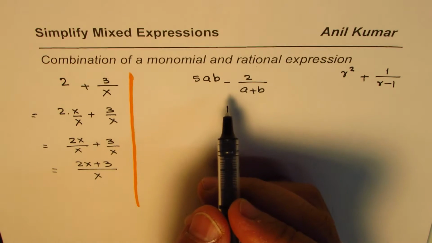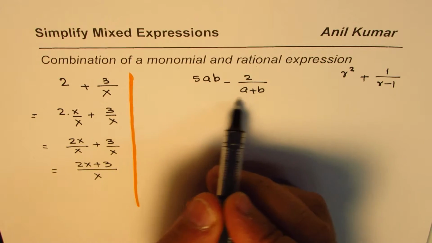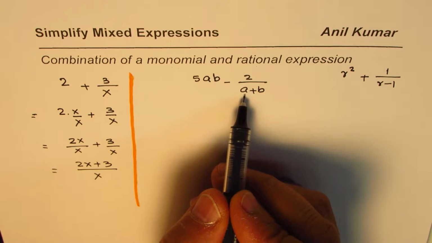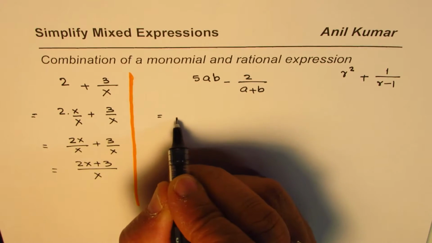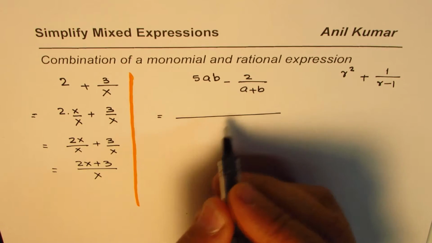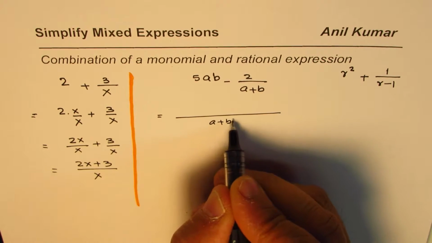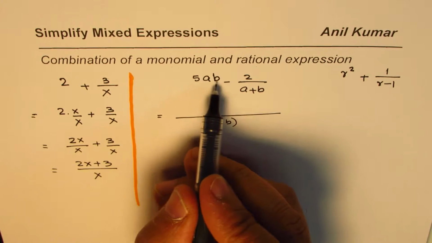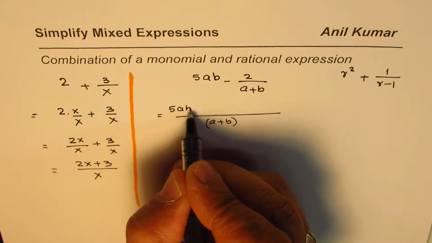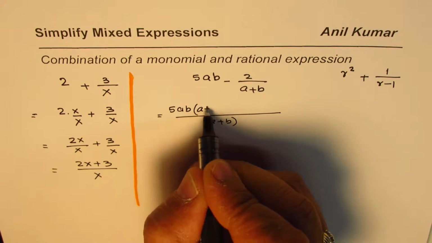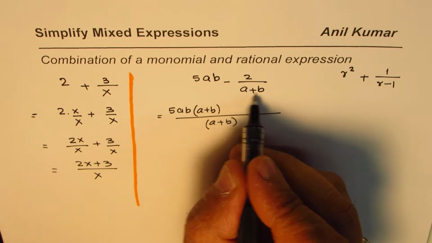Okay, let's do this. The idea is to have a common denominator. The lowest common denominator is a plus b. So we could also do it like this. We could write the common denominator initially just as a plus b, right? How do I get a plus b here? I have to multiply the monomial with a plus b, right? A plus b is a binomial.